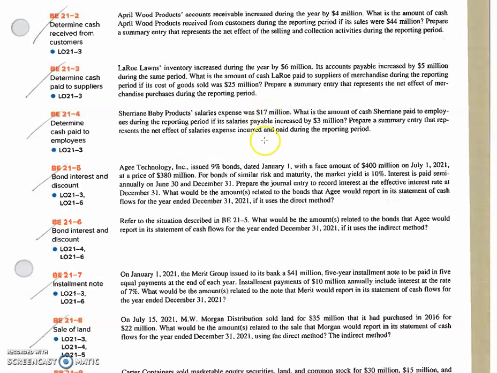That's going to be a debit. Salaries payable increased by $3 million. So if salaries payable were zero at the beginning of the year, they're $3 million at the end. What does that mean? That means of the $17 million in salaries expense, only $14 million was paid to the employees in cash during this year. So the salary payments in cash would be $14 million. We have a debit to salaries expense for $17 million. We have a credit to salaries payable of $3 million and a credit to cash of $14 million.